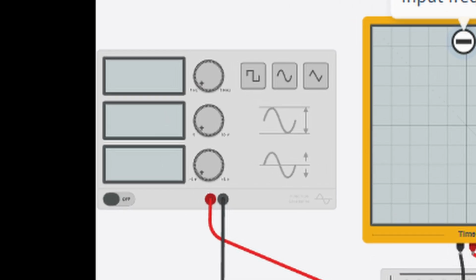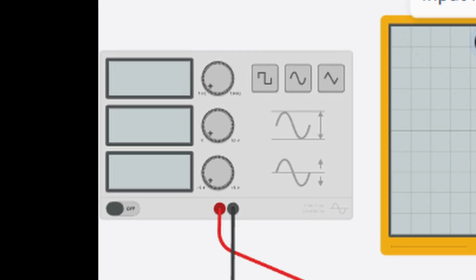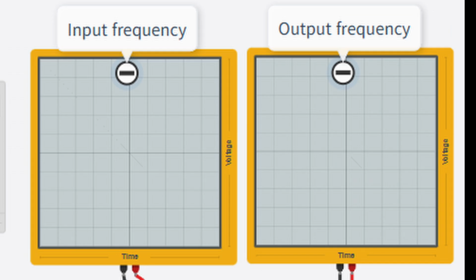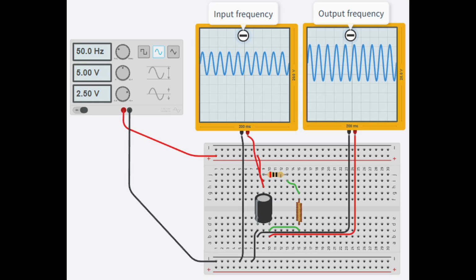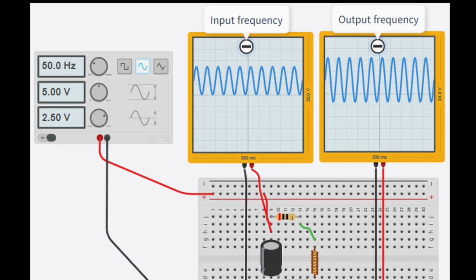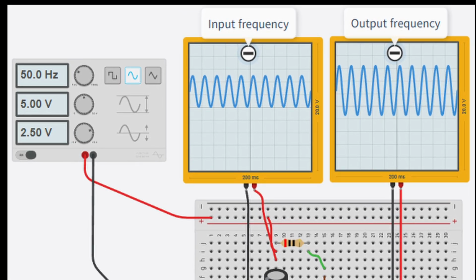I have placed the function generator to create the frequency and an oscilloscope to check the input and output frequencies. I set the input frequency to about 50 Hz. The voltage is 5 volts. As the resistance approaches zero, you can see the waveform on the oscilloscope growing up and down.